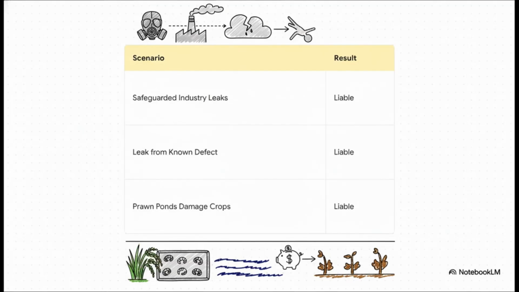Let's see how this all works with a few practical examples. Scenario 1. A factory has every single safety measure in place, top-of-the-line stuff, but a gas leak still happens and kills someone. Are they liable? Yes. Under absolute liability, there's no escape. Scenario 2. What if a leak comes from a tank that officials knew was faulty? Again, the industry's absolutely liable. And it's not just about huge chemical plants. Take a different case. A prawn farm pollutes its neighbor's rice paddies with salt water. Here, the polluter pays principle applies. They have to pay for the damage and pay to fix the environment.